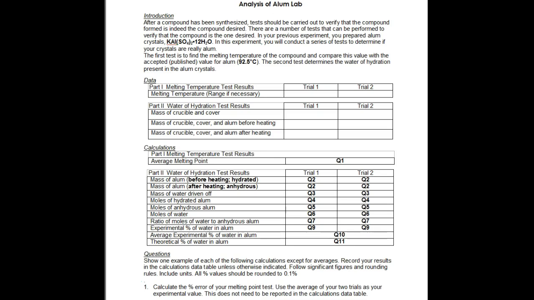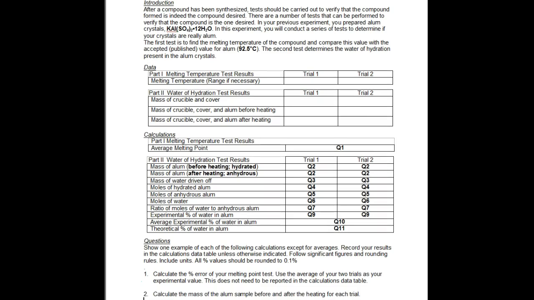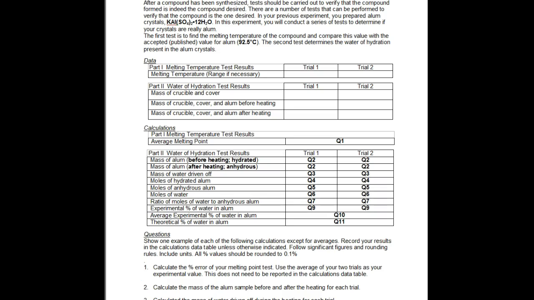Okay? So the first one says calculate the percent error of your melting point test. Use the average of your 2 trials as your experimental value. This does need to be reported in the calculations data table. If you had a range of values for your melting point temperature, you may use the midpoint as your temperature that you calculate an average with.